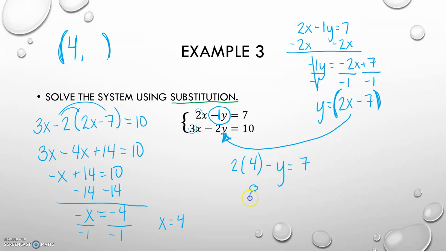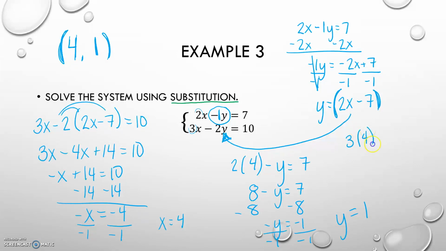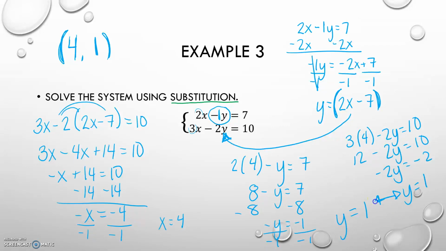Equals 7, so that would give us 8 minus y equals 7. Subtract 8, negative y equals negative 1, and then divide everything by negative 1. And we would get y equals positive 1. We could plug it into that other one and check. So let's say we'd have 3 times 4 minus 2y equals 10. 12 minus 2y equals 10. That would be negative 2y equals negative 2, and y equals 1. We got the same thing, so we know that we did things right.